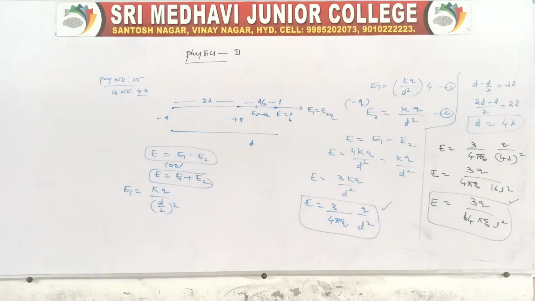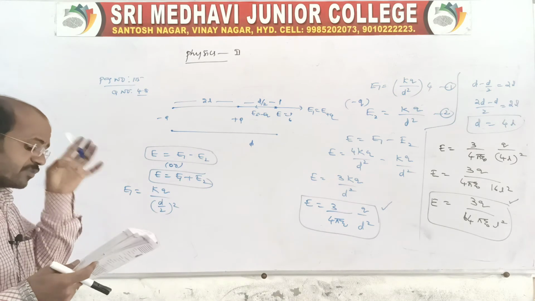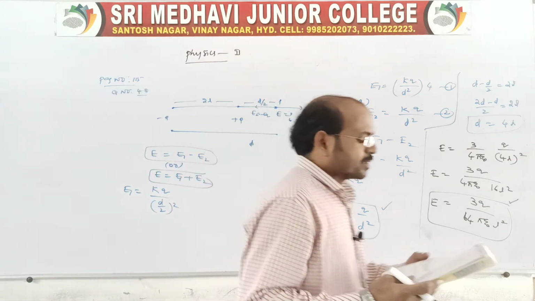So like this we can take the expression by using a dipole on the axial line. See, the electrical field intensity on the axial line, by using these expressions, will be like this. Clear? You go through this question and refer to our material.